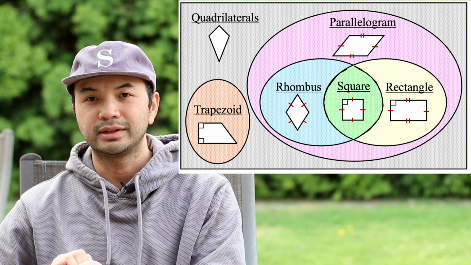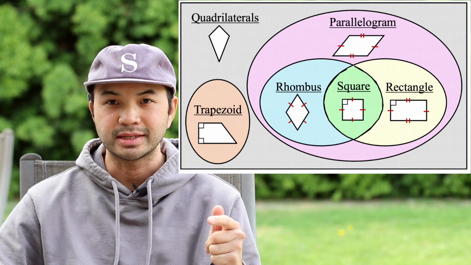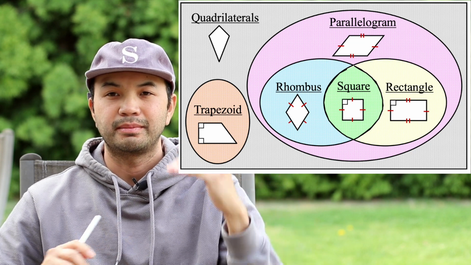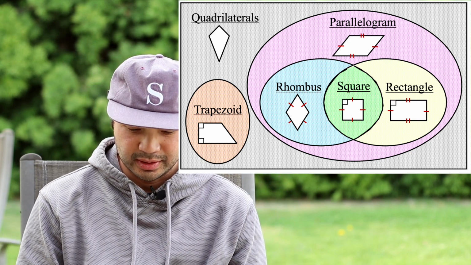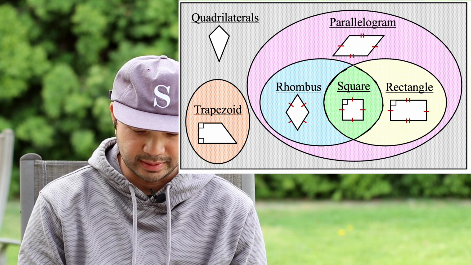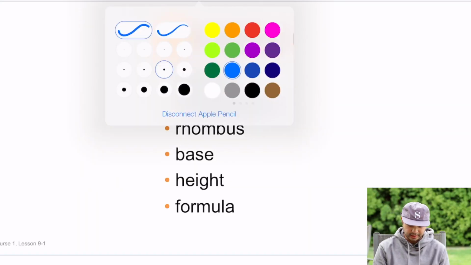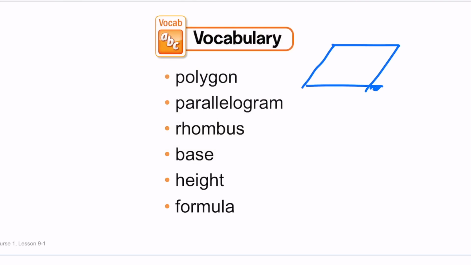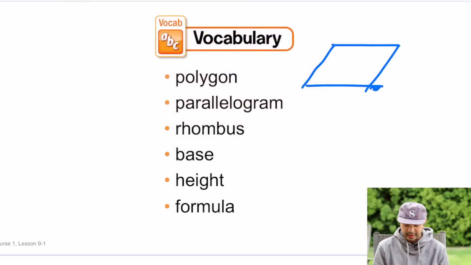Specifically a parallelogram though, just like the name implies, has parallel opposite sides. Most people, when they think of parallelograms, think of drawing it this way. By definition, the opposite sides are parallel. So this side is parallel with this side, and this side is parallel with this side.